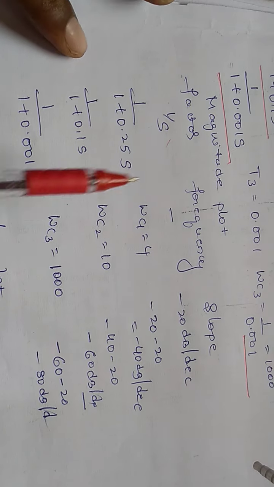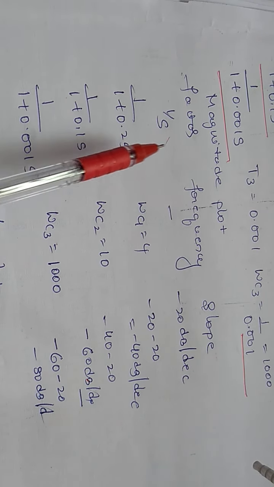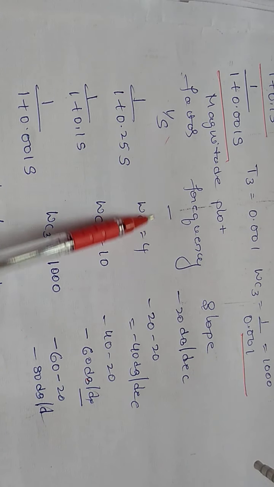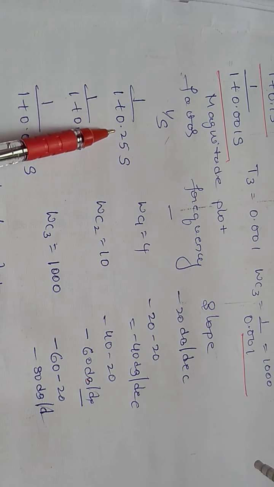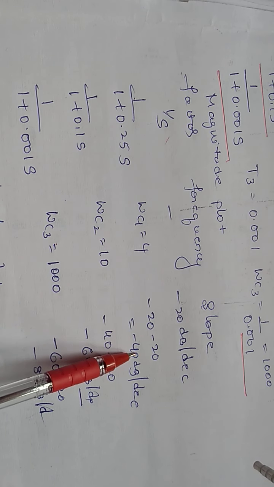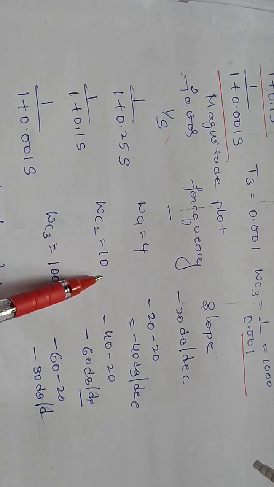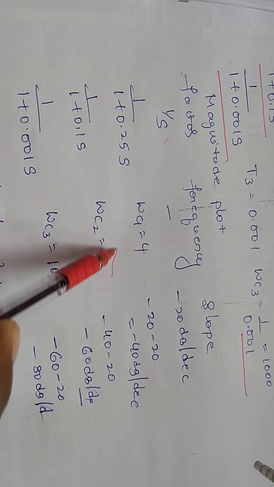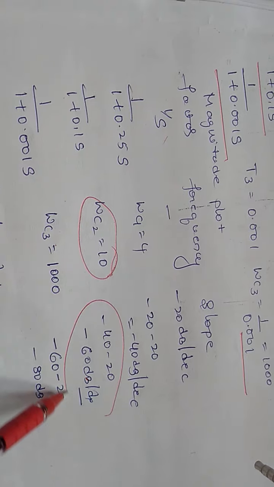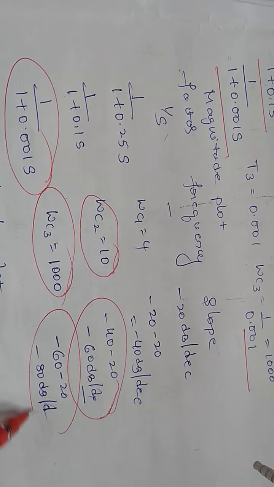So this is the magnitude table: factors, frequency, slope. First, the pole at origin, then we will get minus 20. Next factor, the corner frequency is 4, and this is the magnitude plot. The third factor, this is the corner frequency, and this is the magnitude value. Next factor, corner frequency, and this is the magnitude value.